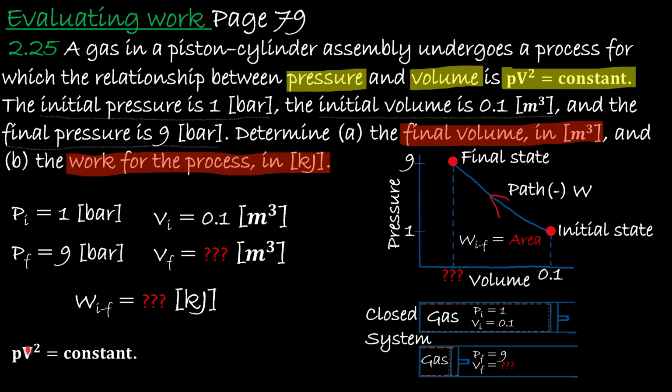So here, this is called a polytropic process. 2 we call the polytropic index. Now, because pressure times volume to the power 2 equals constant, that means that the initial pressure times the initial volume squared equals the final pressure times the final volume squared.